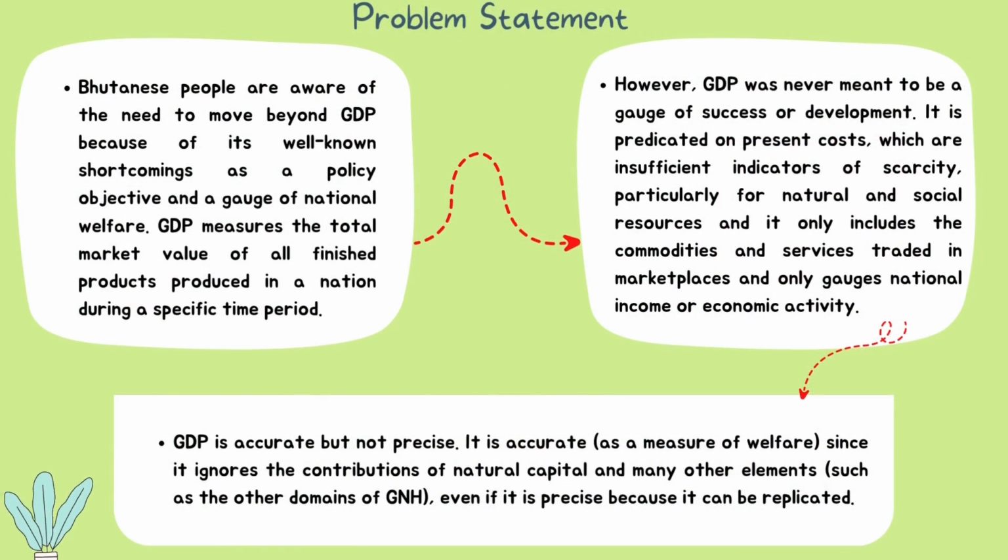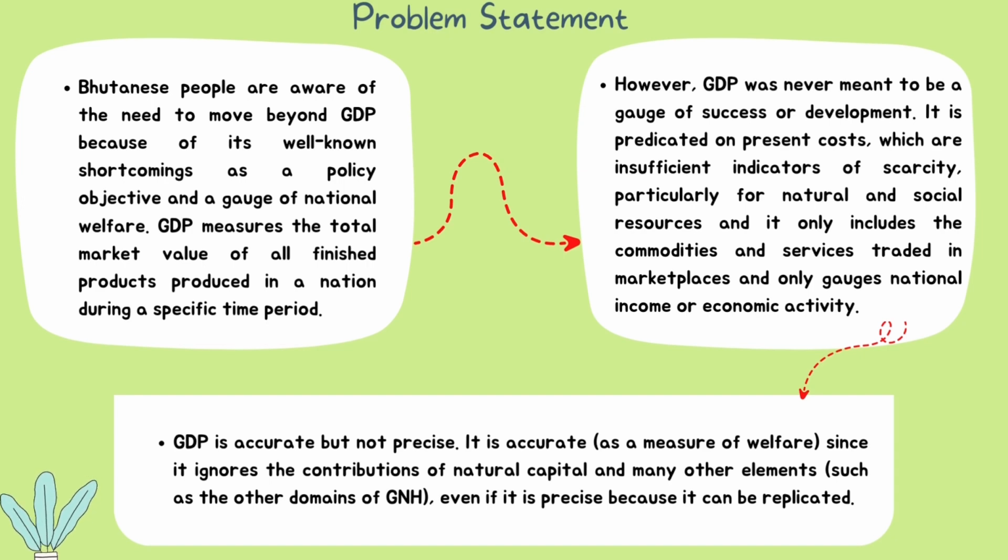Problem statement. Bhutanese people are aware of the need to move beyond GDP because of its well-known shortcomings as a policy objective and a gauge of national welfare. GDP measures the total market value of all finished products produced in a nation during a specific time period. However, GDP was never meant to be a gauge of success or development. It is predicated on present costs, which are insufficient indicators of scarcity, particularly for natural and social resources, and it only includes the commodities and services traded in marketplaces and only gauges national income or economic activity.